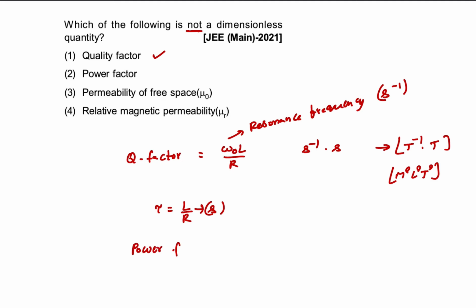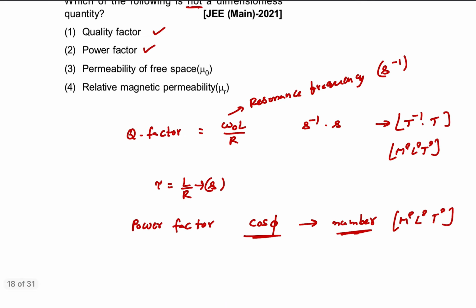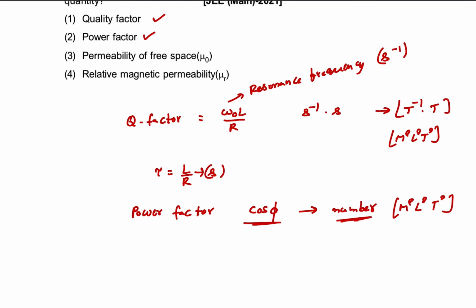Next one, power factor. You can write P average is equal to V RMS, I RMS, cos phi. Cos phi is the power factor. It is not an angle actually, it is a number. Suppose phi value is 0, cos 0 is 1. If phi is 30 degrees, we can write root 3 by 2. If phi is 60 degrees, cos phi is 1 by 2. So it is a number, so it is a dimensionless quantity. M0 L0 T0.